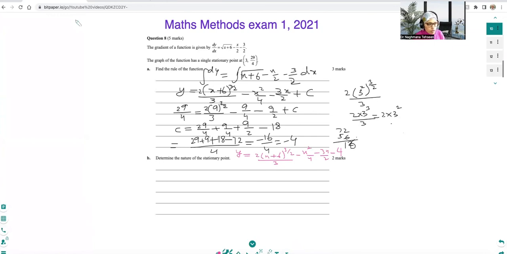Now we know the function, and the other thing they are asking us, because they've given us the stationary point, is the nature of the stationary point. We're not just going to find it, we're going to tell what the nature of the point is. So you need to check the behavior of the function at x equal to 3. You could simply do a sign diagram: at x equal to 3 the derivative is 0, and then you check one value on each side and see what sign you get.